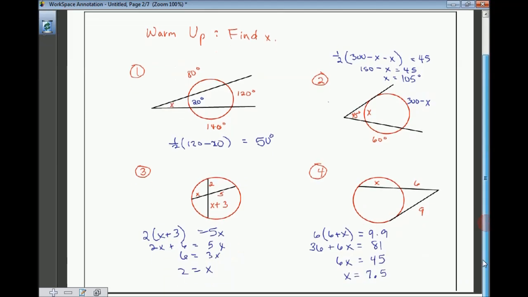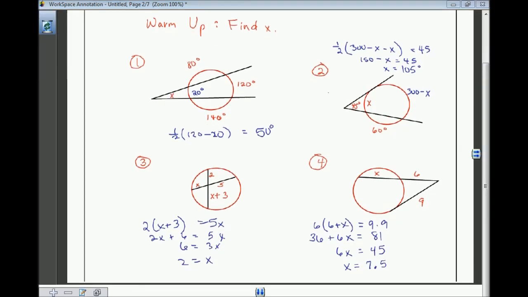Hopefully you're done with the warm-ups. And now we'll look at examples 1 through 4. Okay, so number 1, we could find the missing arc here is 20 degrees because all the way around the entire circle is how many degrees, class? 360. So we would add up these three, subtract from 360, and we would find that the missing arc was 20. So this angle formed by the two secants is 1/2 the difference of the intercepted arcs.